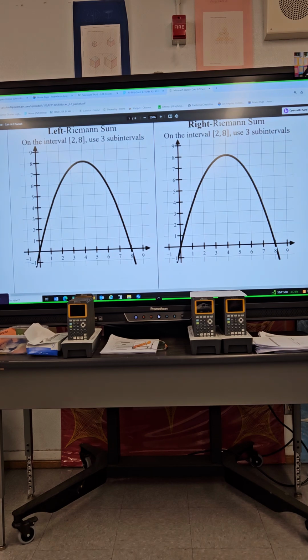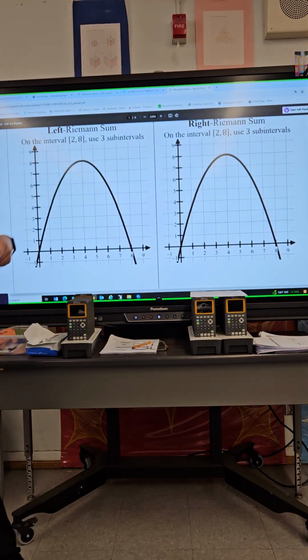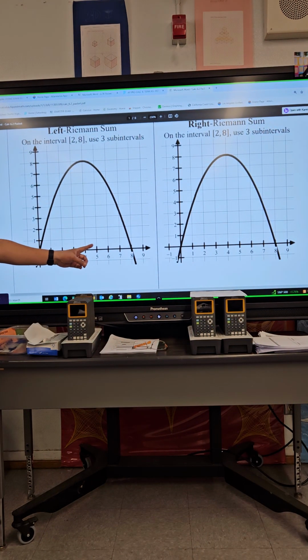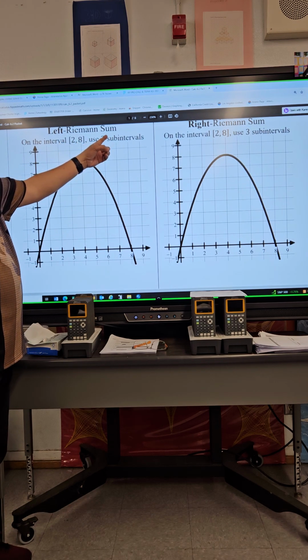So it says left Riemann sum. When we say left, the starting is from left to right. When we say right Riemann sum, from right to left. Do you get me? Okay, that's the direction. On the interval 2 to 8, so from here up to here. Look at this. And how many subintervals?